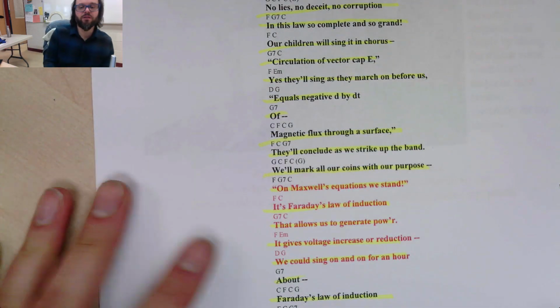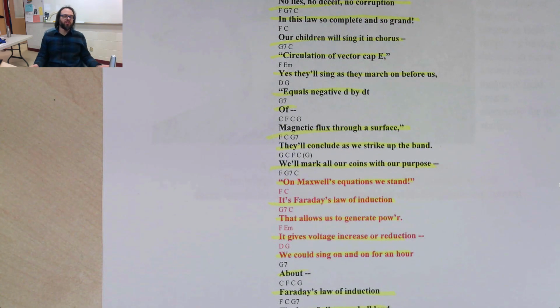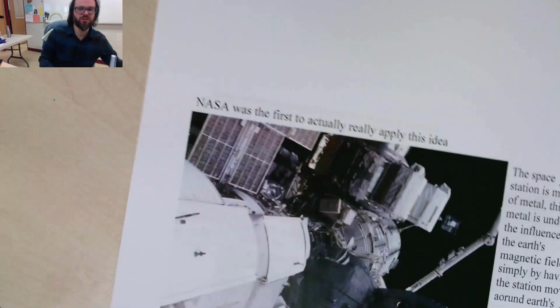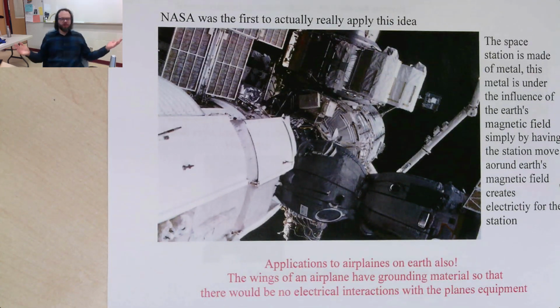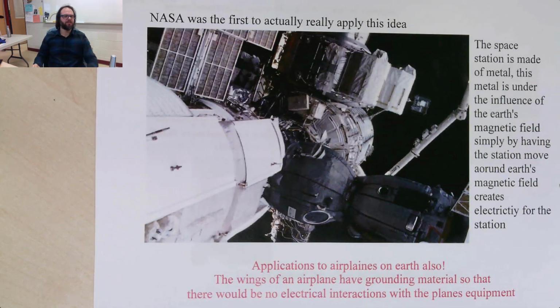So basically what we discovered here is Faraday pretty much came up with how to induce current. Okay? Now the first people to really use this on a big scale was NASA. They looked at the idea and said, hey, look at this. Earth is a gigantic magnet. If we send a big conductor around Earth, won't it technically be cutting the magnetic fields? And if it's cutting magnetic fields, we are making a current.